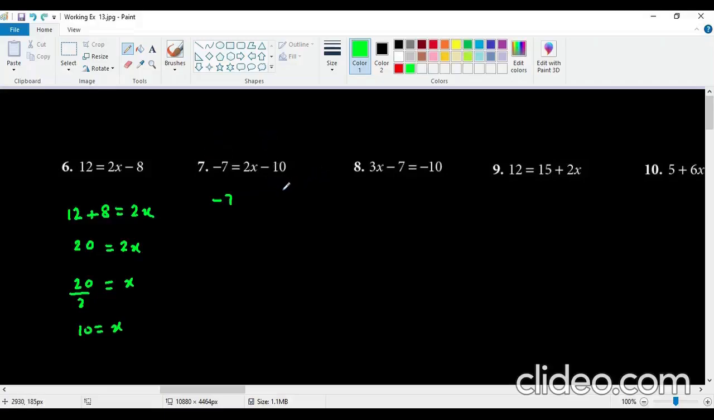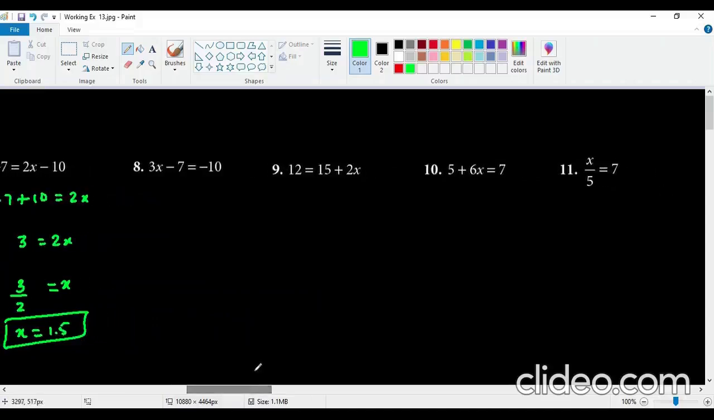So I will write plus 10, and 2x remains in the same place, and this is going to give us 3 equals 2x. And 2 is multiplying on this side, so on the other side it will go and divide 3, and x is equal to 1.5. Both ways are fine. If you keep the answer in fractional form or in decimal, both are fine.